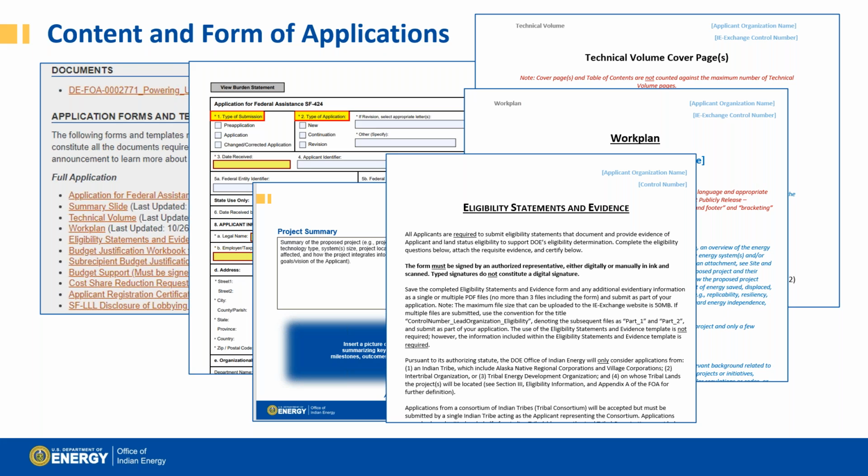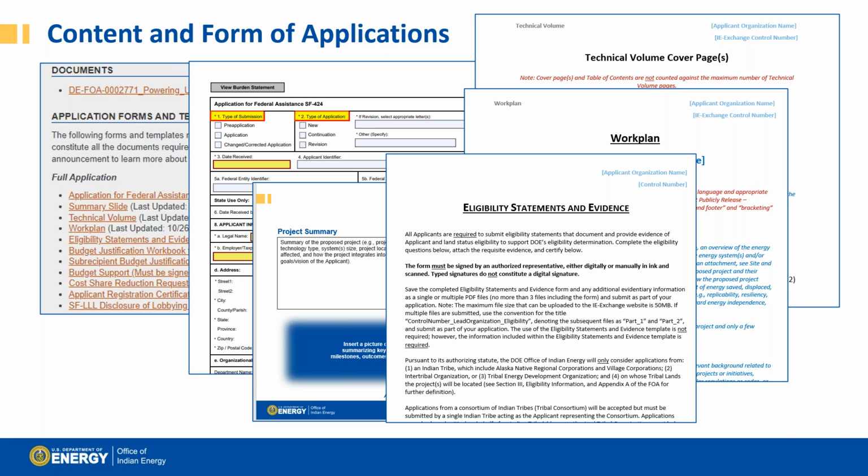The fourth document is the work plan. The work plan is just sitting right above the technical volume there on your screen. It is not a part of the technical volume. It is its own separate document, to be included as a separate file. The work plan should describe the work to be accomplished and how the applicant will achieve project milestones. It must not exceed 5 pages, excluding the milestone table. You can see the template for instructions and format, which can be obtained at the same place under the application forms and templates on iExchange.